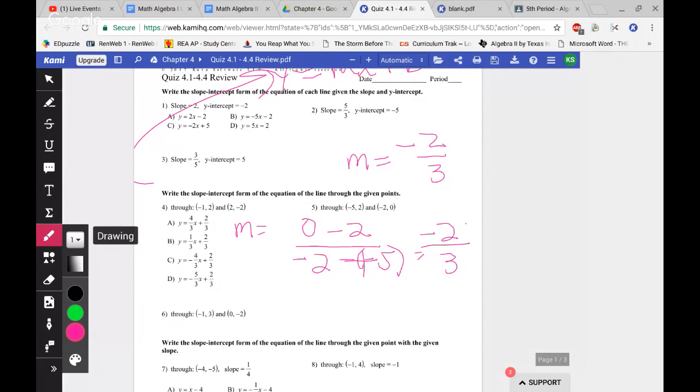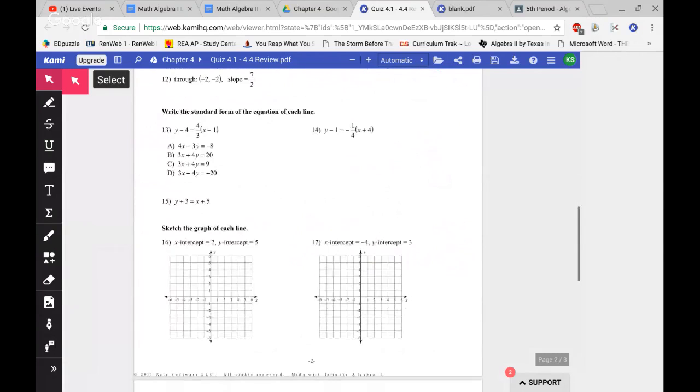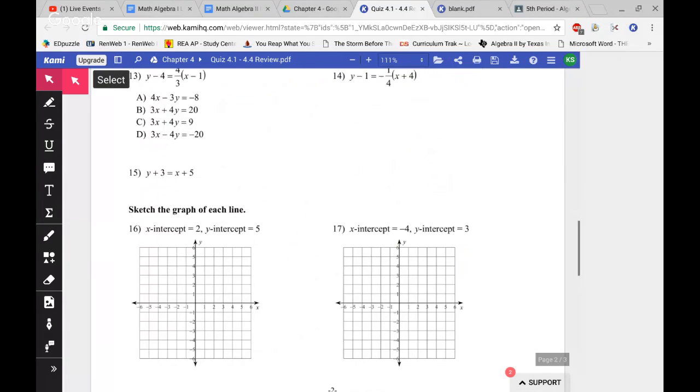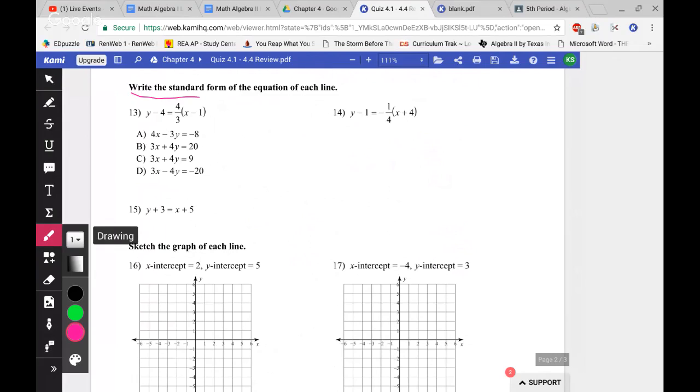Okay. All right. Well, let me move on down to that part. I was just going to work through the whole thing on Math Lab, but I would absolutely love to work on something specific where somebody does have a question. That's my preference. Anyway, for this one, it's standard form of the equation of each line.